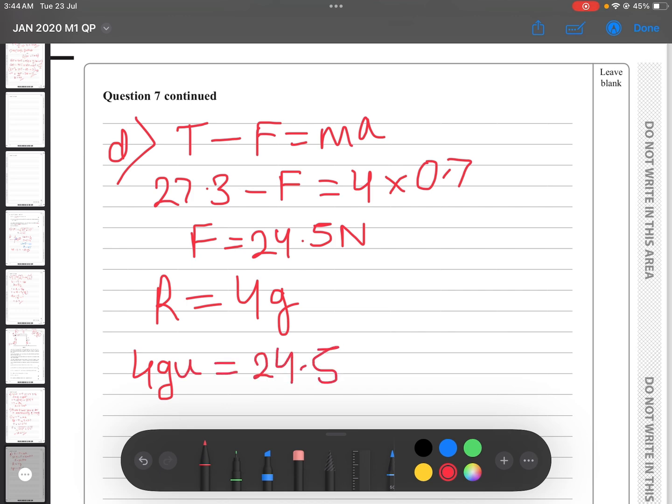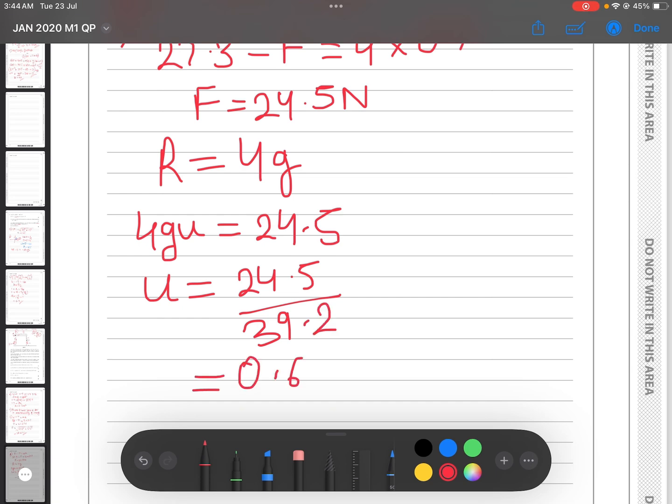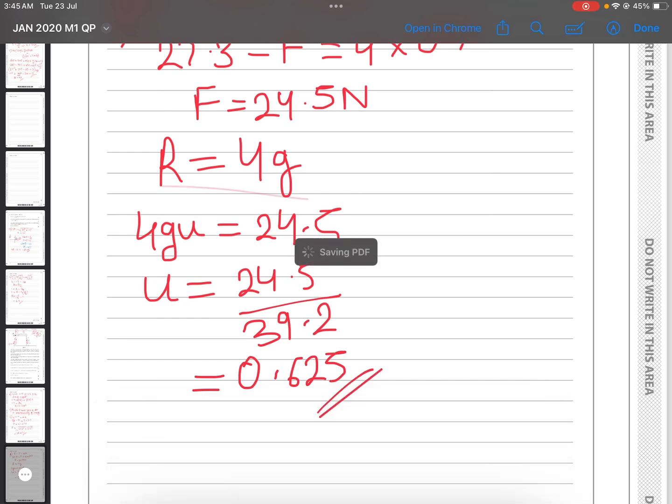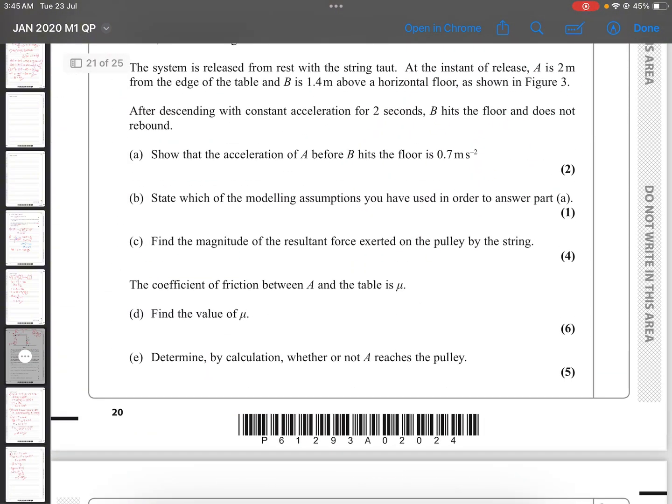and mu equals 24.5 divided by 4 times 9.8, which is 39.2, which is going to give me the answer 0.625, and that is the answer for part D. Moving on to the last question.